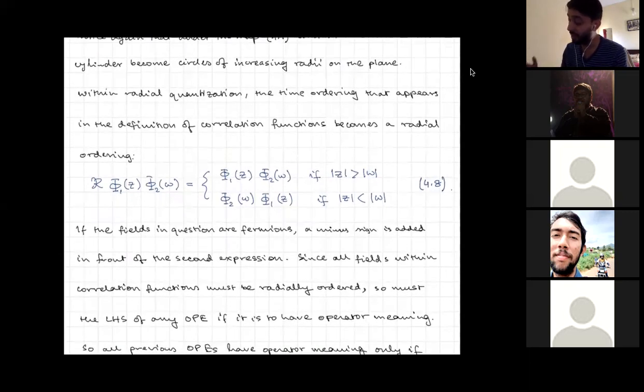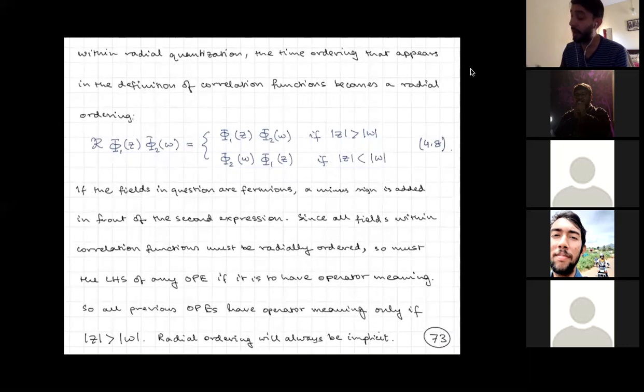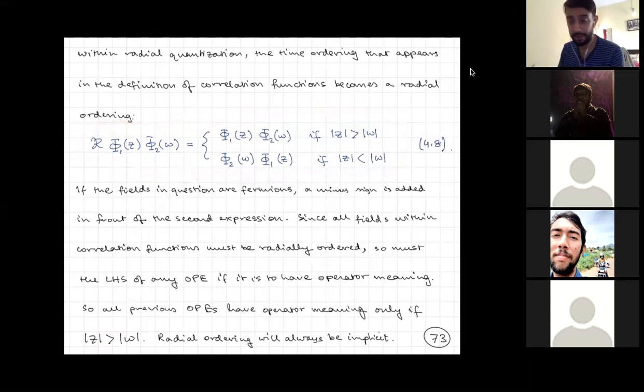Now, since all the fields within some endpoint functions must be radially ordered, the left-hand side of any OPE also has to be radially ordered if it has to have any operator meaning. So all the previous OPEs that we have written down are only meaningful if mod of z is greater than mod of omega. We will not write this R down all the time, but it's always going to be implicit in all the things that we are going to be doing. So remember, this is radial ordering. Okay, very good.